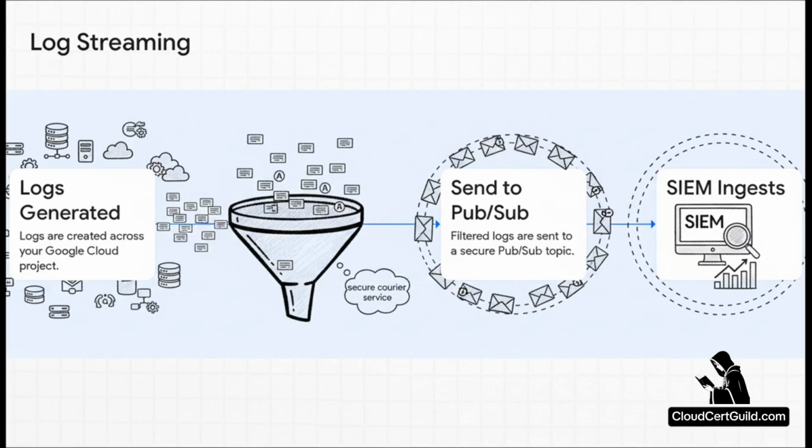See, logs are popping up all over your project. The log sink acts like a bouncer, filtering for just the audit logs we care about and shipping them off to a Pub/Sub topic. Now think of Pub/Sub as a secure, real-time courier service. The security team's system just subscribes to that courier and gets the evidence instantly. It's clean, it's decoupled, and it is rock-solid reliable.